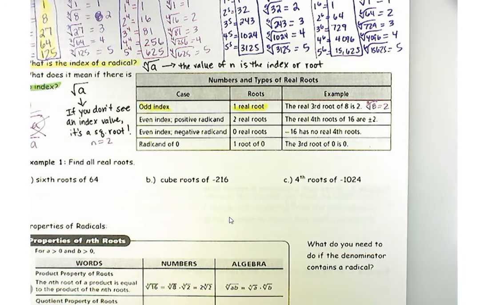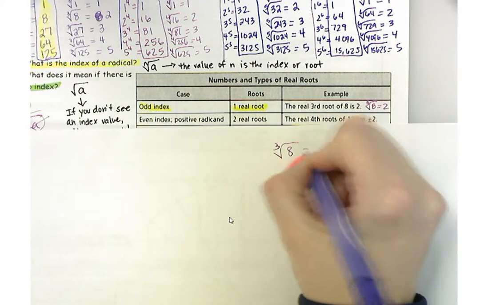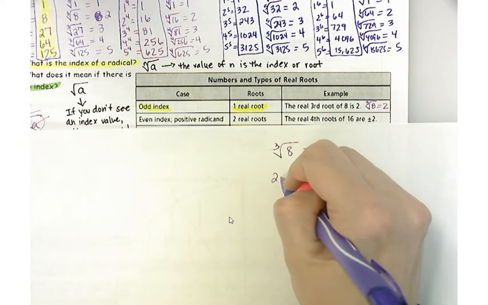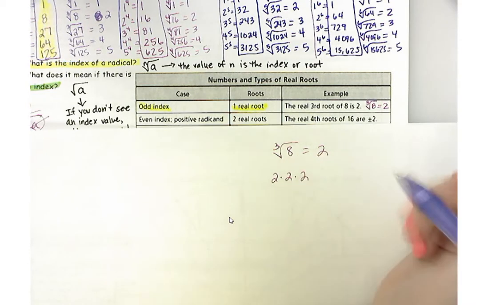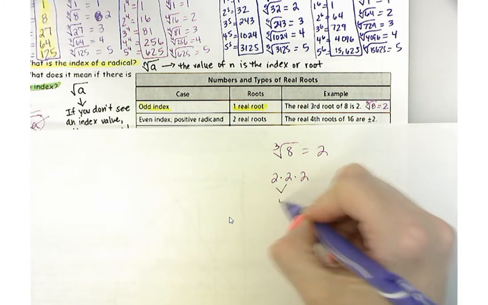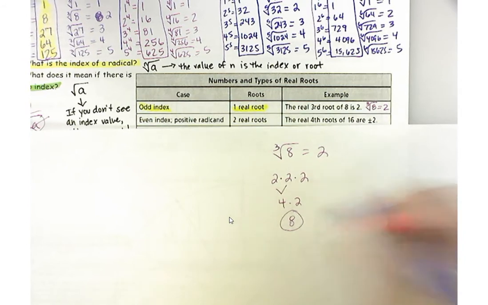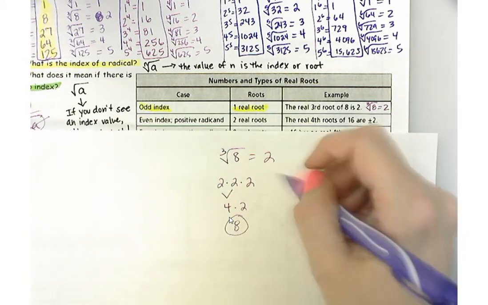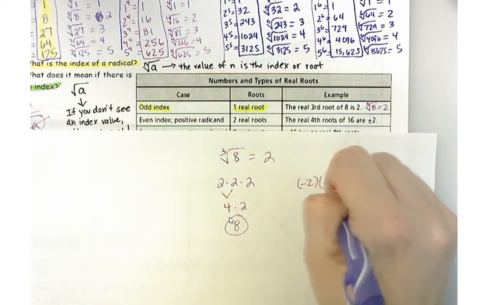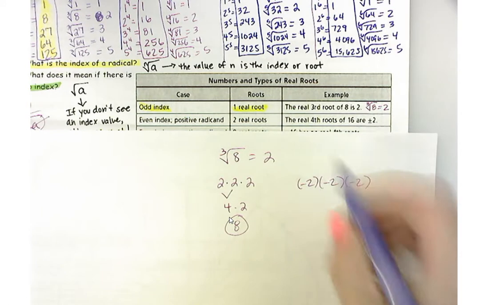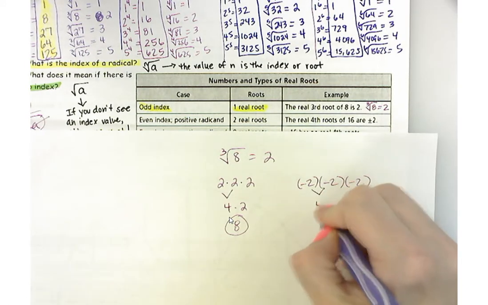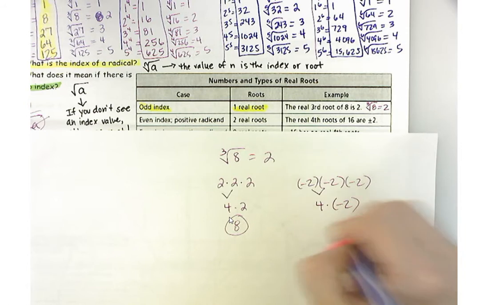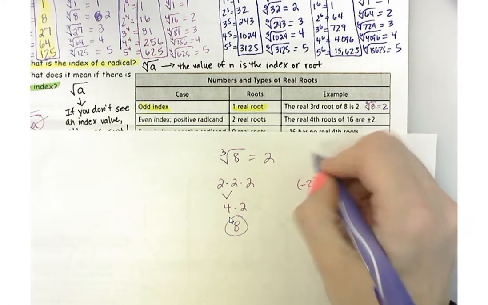If you had -2 multiplied 3 times, -2 times -2 is 4. 4 times -2 is -8. So if you do the cube root of -8, what would you get? -2. Okay, so there would only be one possible answer. Okay, so if it's odd, it's going to have the same sign as the radicand.